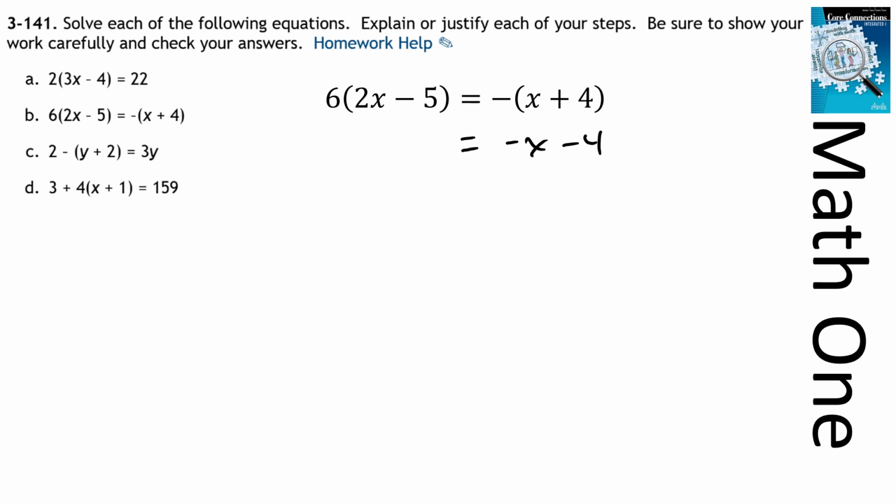On the other side, I'm going to use the distributive property, and it'll give me 12x minus the number 30. So actually, in a way I could think of both of them. If I think about this as multiplying by negative 1, I use the distributive property on both sides.